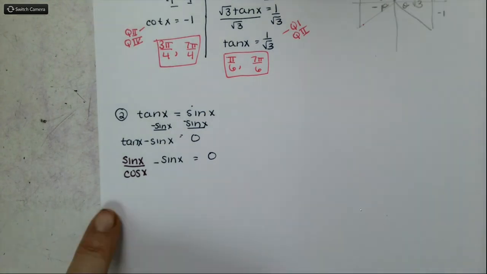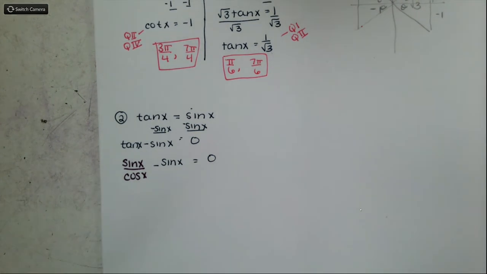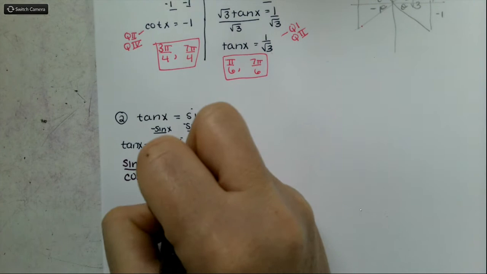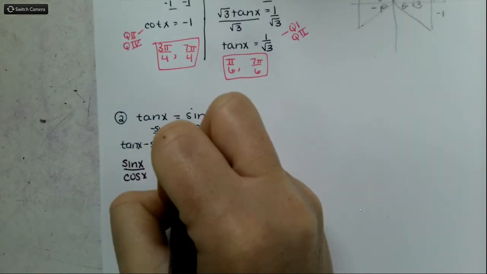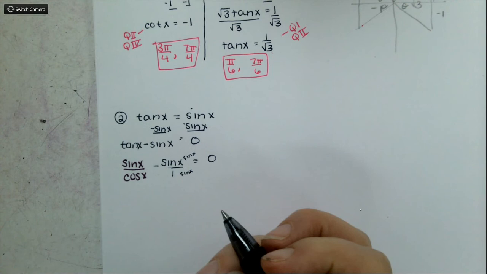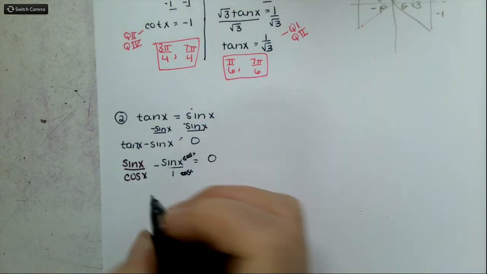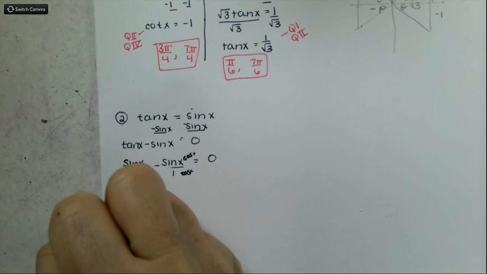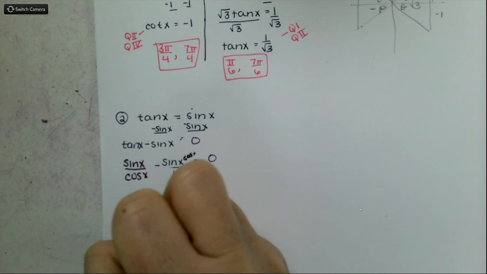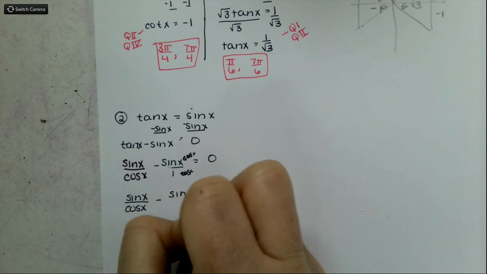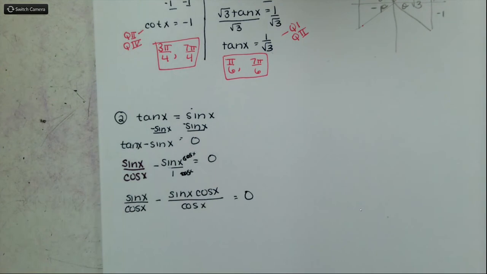This is a fraction and this one isn't. So we're going to make it into a fraction by multiplying by cosine x, just like we did before. I meant cosine x. I don't know why I wrote sine. I guess I'm not as warmed up as I thought. So we're going to have sine x over cosine x minus sine x cosine x over cosine x equals 0.